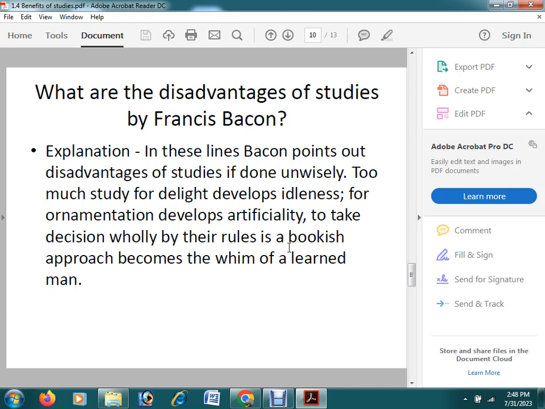To take decision wholly by their rules in a bookish approach becomes a whim of a learned man. Okay, so if you study more and more, you do not visit the practical life.